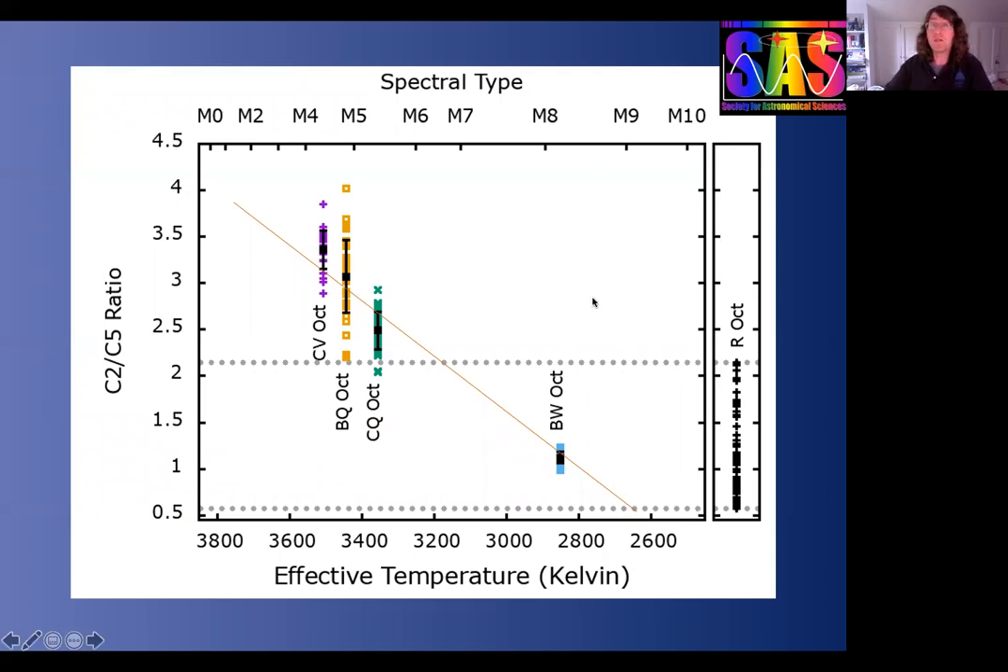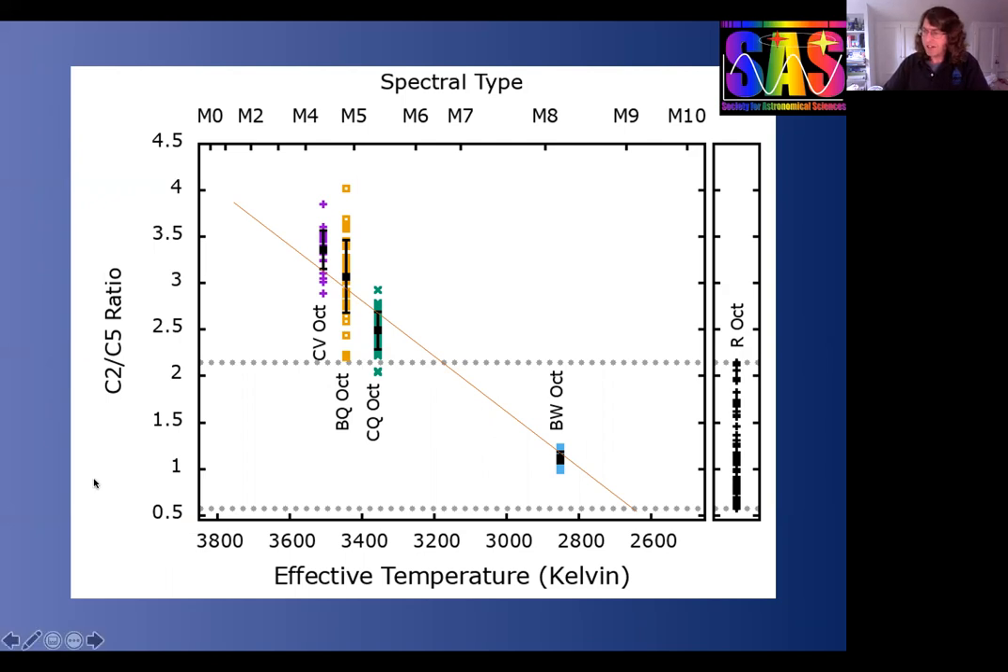Now, as we predicted from the Pickles template spectrum, there is a clear relationship between the C2-C5 ratio and spectral type. Okay? We can conclude from this data that R-Oct, its range shown over here, ranges in spectral type between M6.5 and M9. Now, it clearly never got as hot as CQ-Oct, which has a spectral type of M5.5, and it clearly got cooler than BW-Oct, which has a spectral type of M8. This is consistent with the published range of R-Oct that is between M5.3 and M8.4.